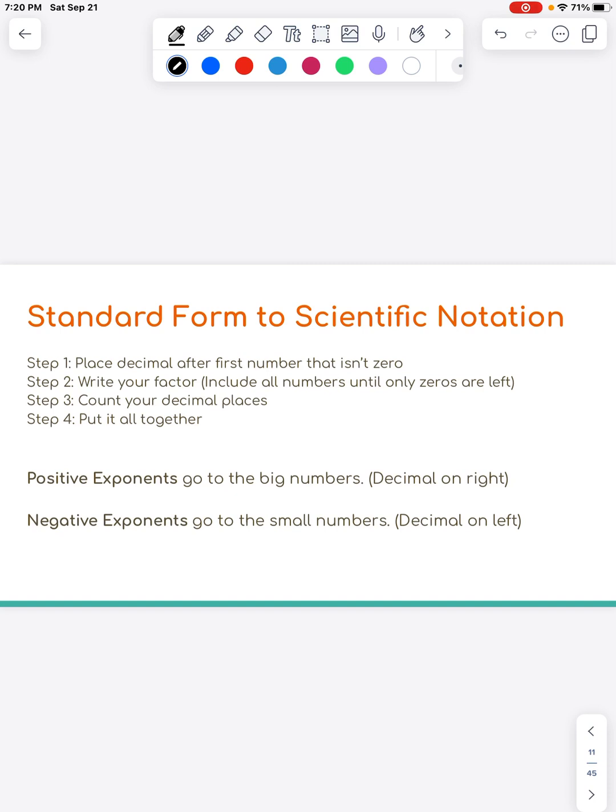Now we're going to talk about standard form to scientific notation. So we are going to place our decimal after our first number that isn't 0. Then I'm going to write my factor. I'm going to include all my numbers until there are only zeros left. I'm going to count my decimal places and put it all together. Big numbers get positive exponents. Negative exponents go to small numbers.